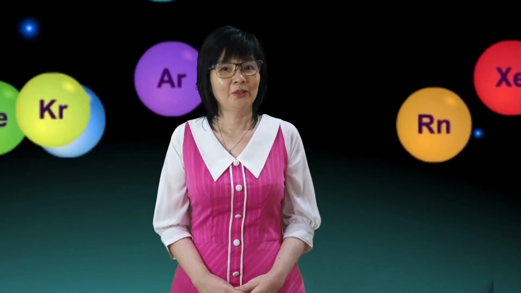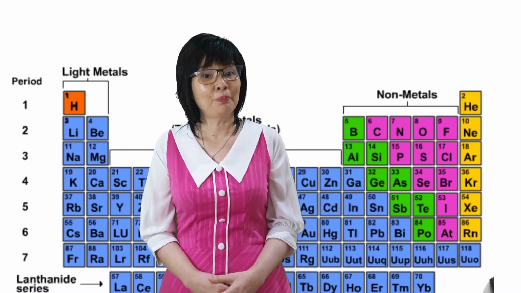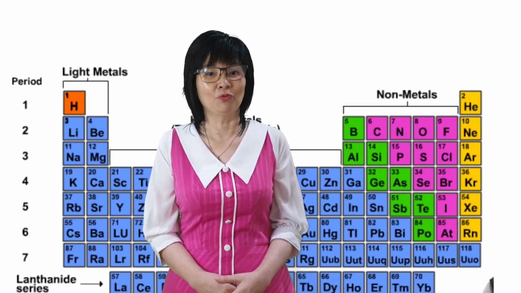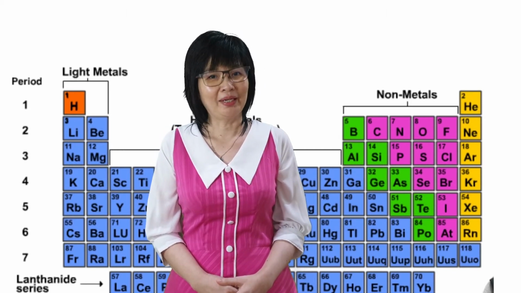Our Earth has lots of different elements such as oxygen, hydrogen, chlorine, and many more. There were many attempts to arrange these elements into a proper table. To understand how these elements were arranged, let's look at today's lesson.